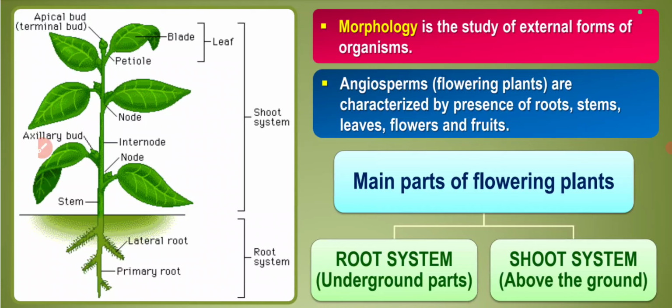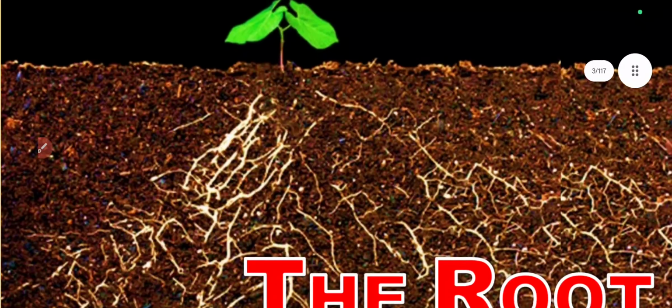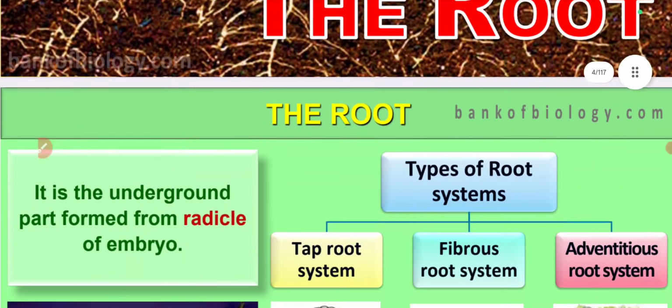As you can see, in the root system there are two types of roots: primary root and lateral root. And in the shoot system: stem, internode, node, axillary bud, petiole, apical bud or terminal bud, and blade, which is also called the leaf portion. So let's start. The root.